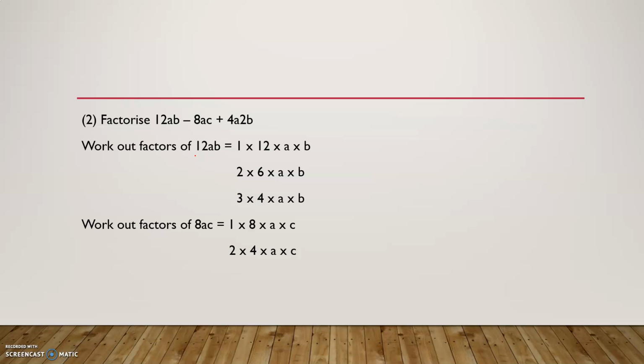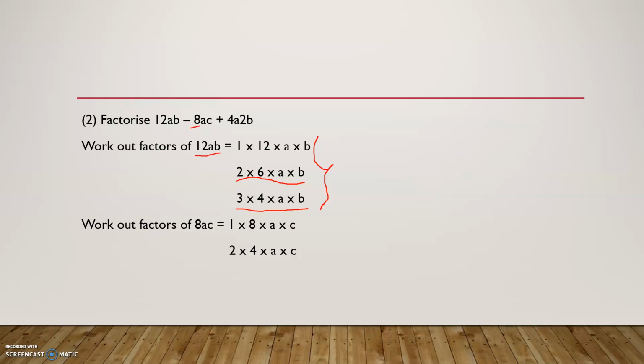Again we'll have to work out the factors for the first term, which is 12ab. That will be 1 times 12 times a times b, so that's one way of factorizing this. We can also write 2 times 6 times a times b. So 2 goes 6 times into 12, and then we go a times b. We can write 3 times 4 times a times b. So these are the possible factors for 12ab.